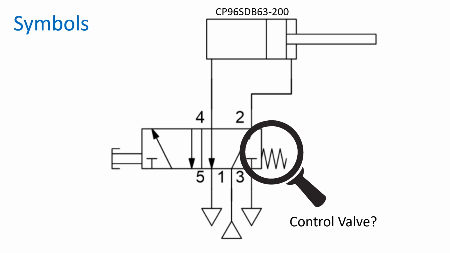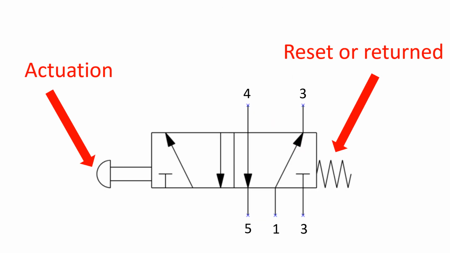Now let's look at selecting a directional control valve. When I press the button, I'm going to need the cylinder to extend. When I release the button, I'm going to need the cylinder to retract. Let's collect some information. How is the valve actuated? Is there a button, a lever? In our case, it's a button. How is it returned to its initial position? Is there a spring? Is it manually returned? In our case, it's a spring.